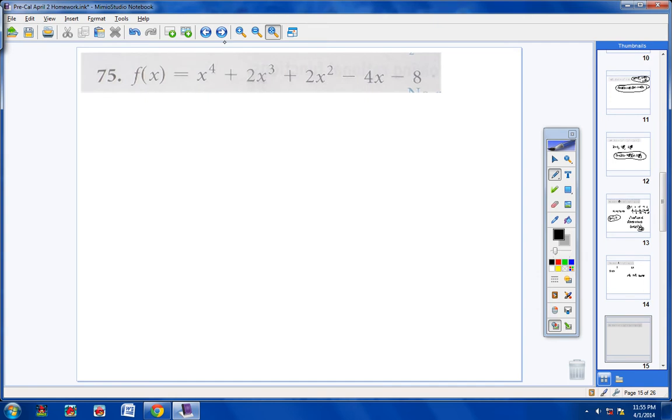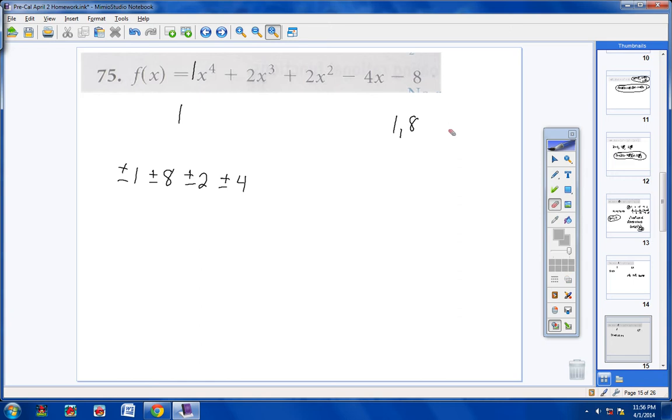Number 75. We cannot factor a 5-term expression, but we can make a list of the possible rational zeros. I have a lead coefficient of 1. The factors of 1 would be 1. The factors of 8 would be 1 times 8, 2 times 4. 1 over 1 is plus or minus 1, 8 over 1 is plus or minus 8, 2 over 1 is plus or minus 2, and 4 over 1 is plus or minus 4.